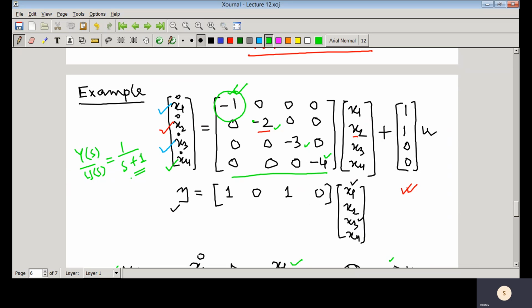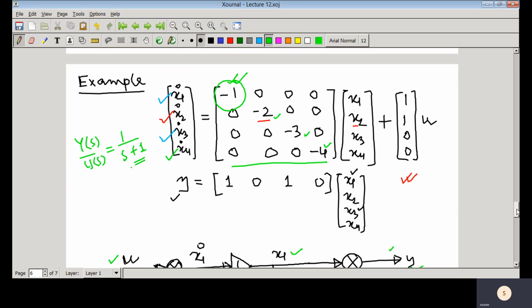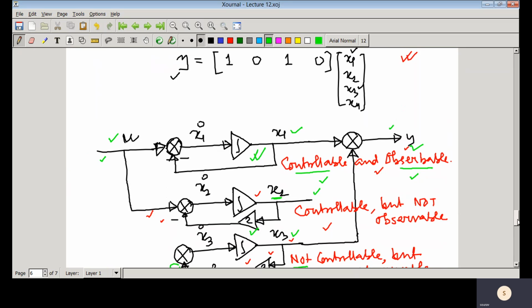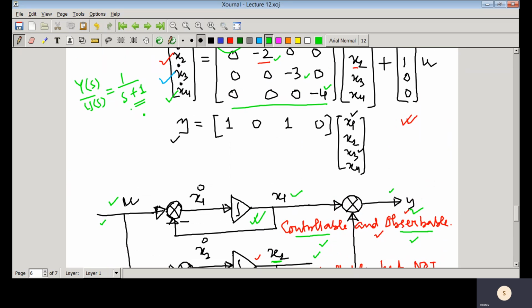And these are the four modes of this particular system, or you can say these are the four poles of this system. Poles of a system are the eigenvalues of the A matrix, and out of those four poles, only one pole is controllable and observable. And if you find the transfer function, how will you be finding the transfer function? Already we have discussed.